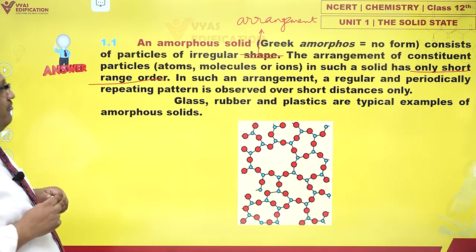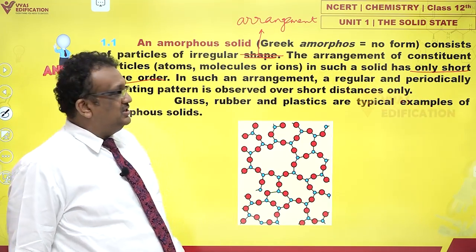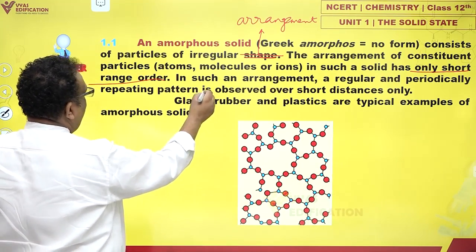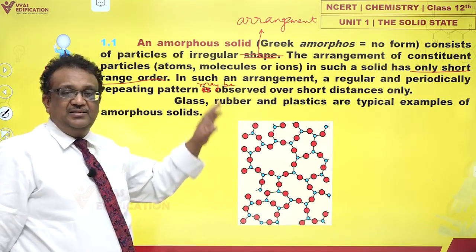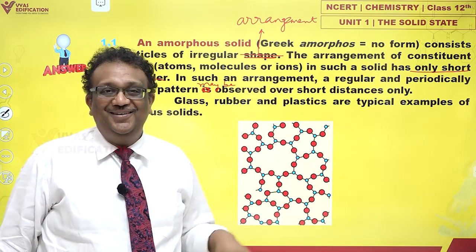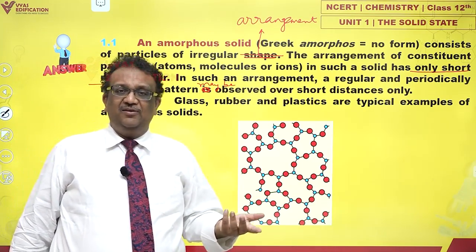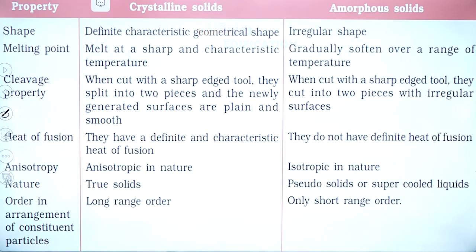In such an arrangement, a regular and periodically repeating pattern may be observed over short distances only. What I'm giving you is a very popular answer, the way it is written, and I'm modifying it because that should be the answer, right? So I hope you get this. Examples are very common. If you take plastic, rubber, or glass, they're classical amorphous materials. If you want a point-by-point comparison between crystalline and amorphous solids, this is what we have.